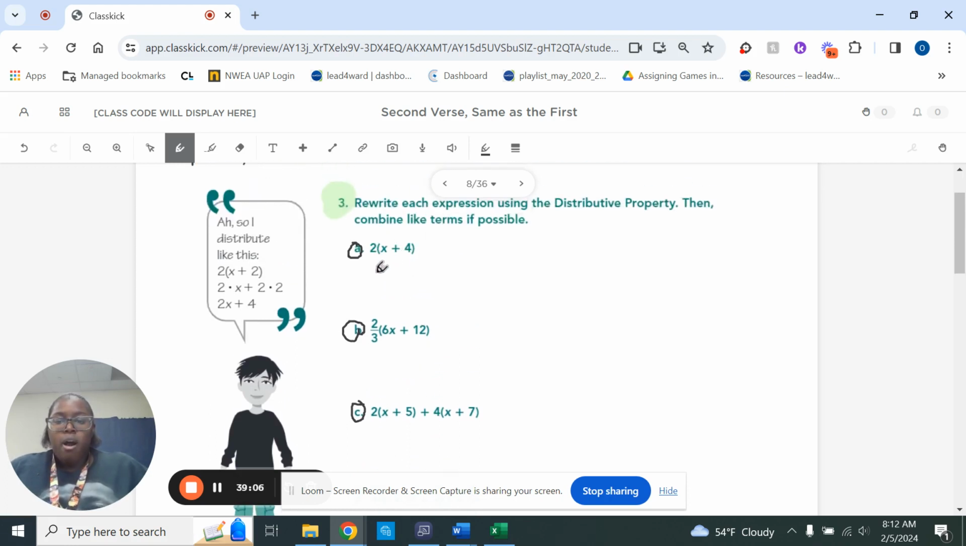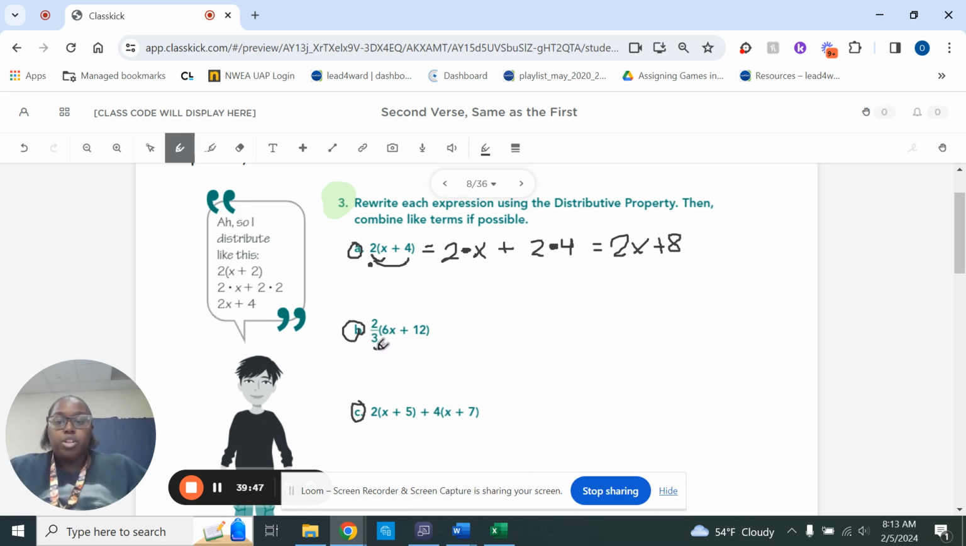So looking at this, remember, the distributive property means to give. So we are giving something through multiplication. So that's the number on the outside. So I'm giving this 2 through multiplication. So this is equal to 2 times x plus, because we keep the operation, 2 times 4, which is equal to 2x plus 8.